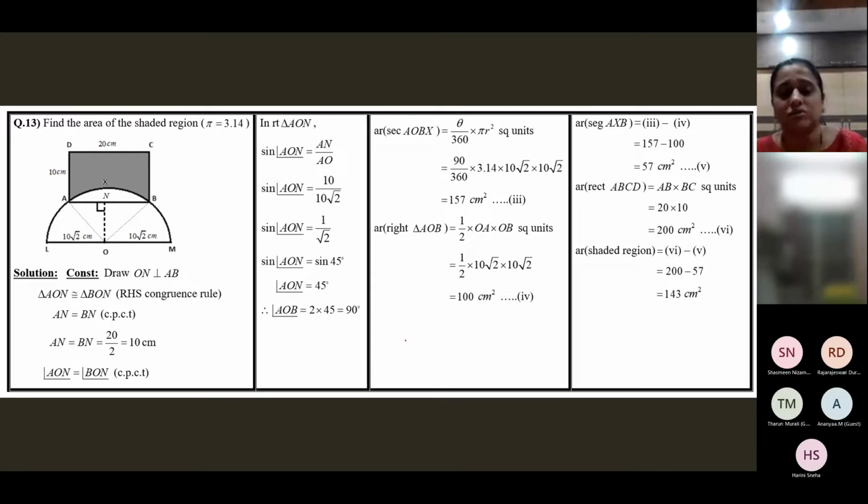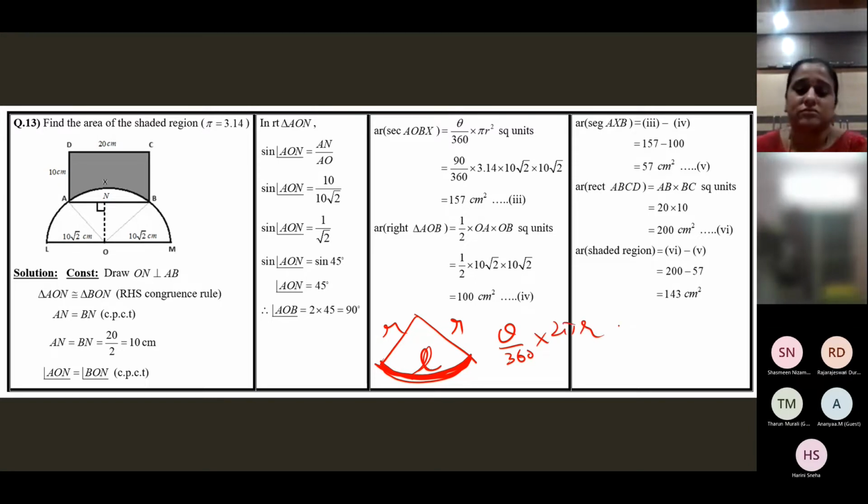Then the perimeter of a sector. Sometimes we mistake only the length of the arc to be the perimeter of the sector. No, perimeter is always the length of the boundary. So R plus L is the perimeter. It's not only L. And L is theta by 360 into 2 pi R. So the perimeter of a sector is R plus L.